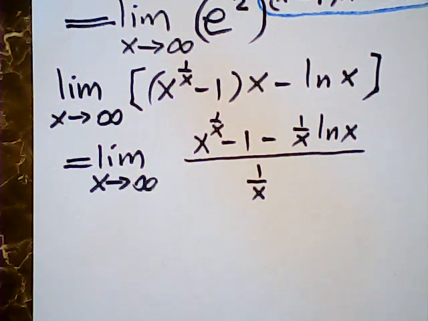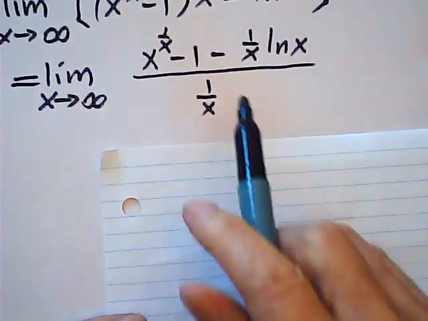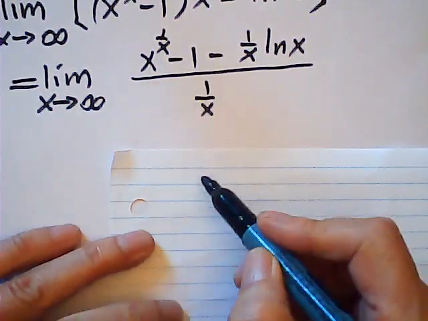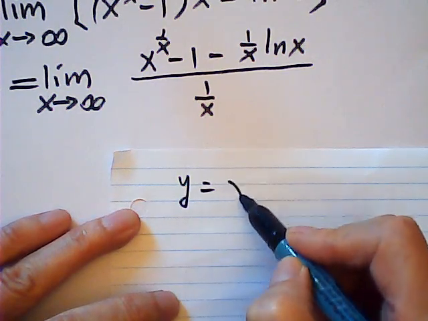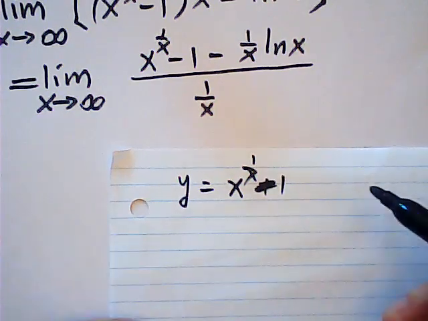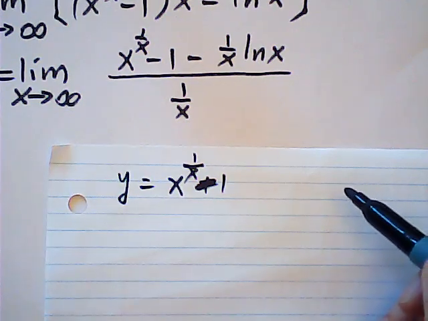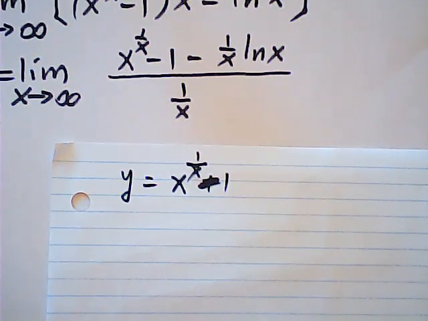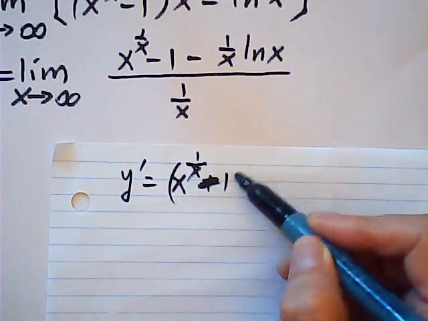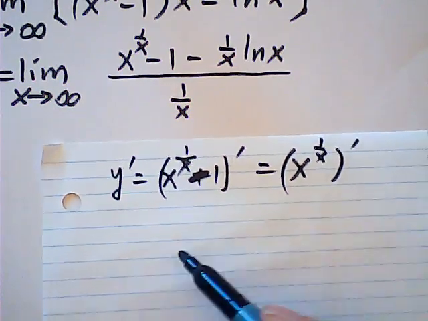Now let me work out L'Hopital's rule, the derivative. How to find this derivative? Let y equal x to 1 over x plus 1 minus 1. And the y derivative is this derivative, right? So we are looking for this derivative.